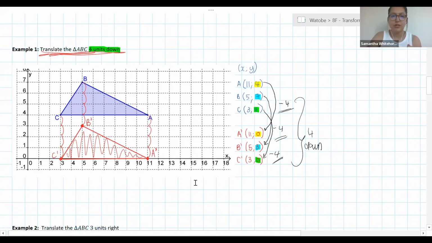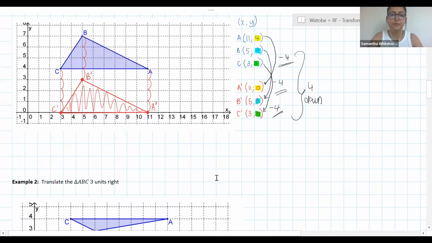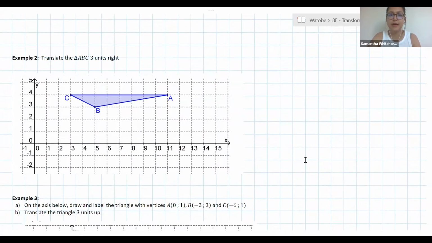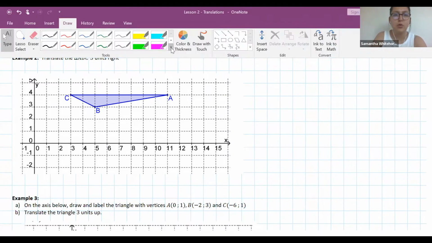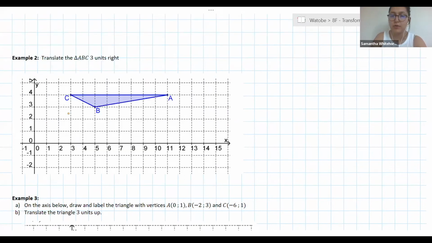Okay, guys, so let's have a look at another one. Take your screenshot of this if you need to. Cool. So let's have a look at example 2. We've got a triangle ABC again, and we want to shift it 3 units right. Let's not stress about coordinates or anything like that. Let's just look at this triangle and move it according to what it's asked me to do. Now remember, we take every single coordinate and apply the transformation that we've been told to do.